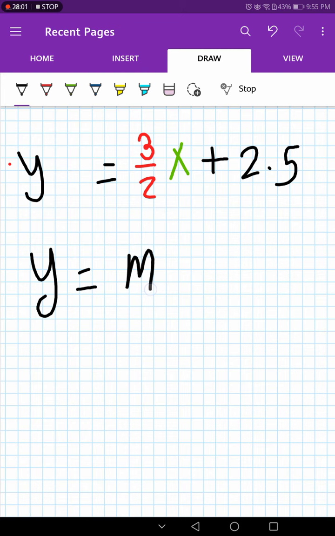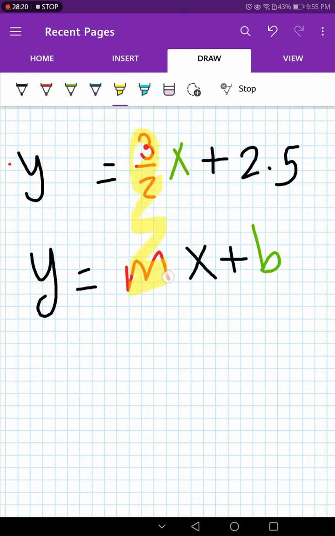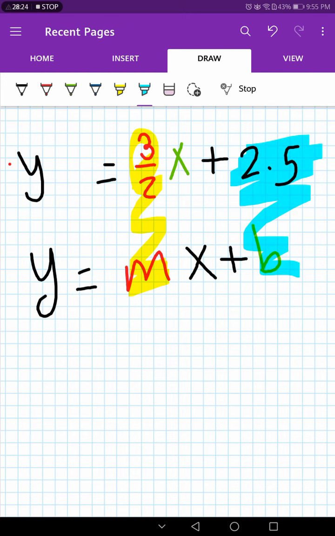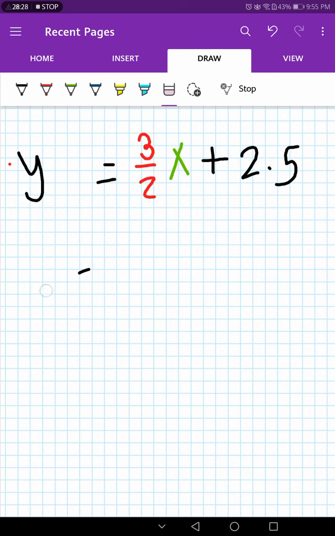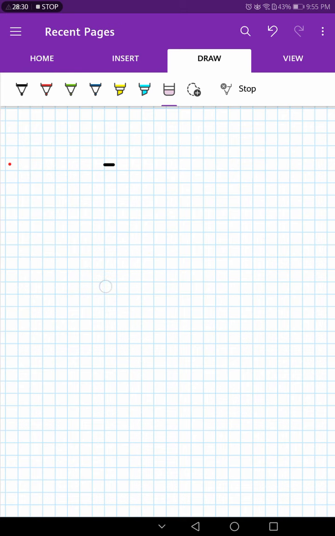y equals mx plus b. Yes, this is m and this is b, my dear student. Okay, let us do one more question.